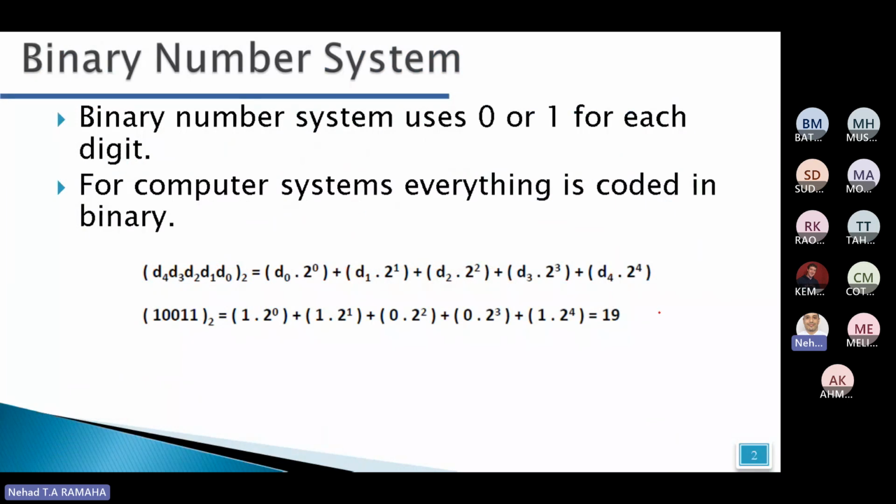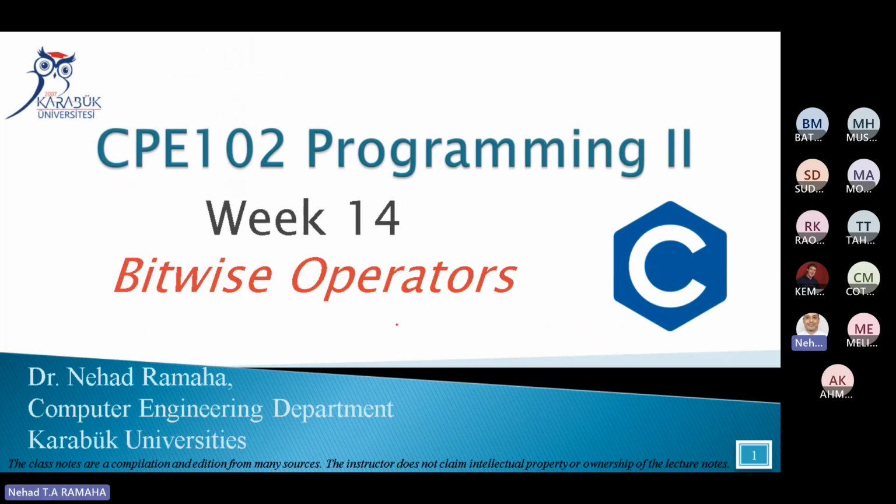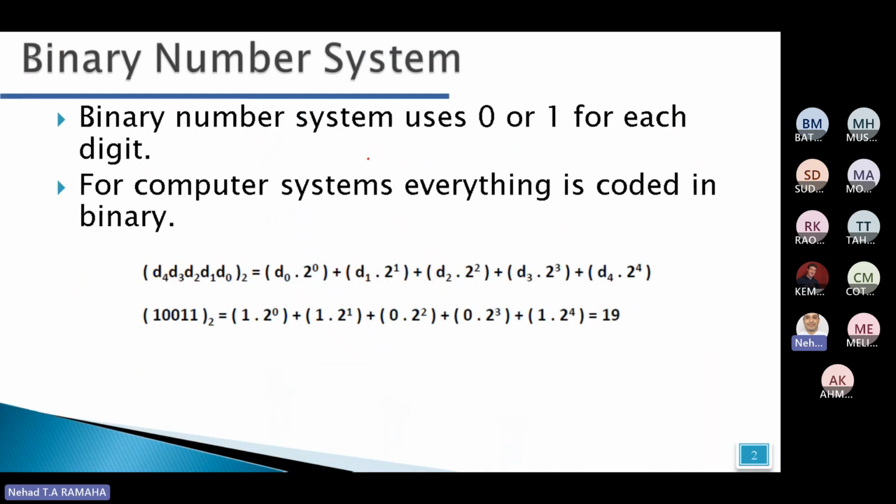Bitwise operator. Here we will speak about operators in C language that work with bits. Bit means 0 or 1, yes, the binary system. We will see these operators and how they work, and we will take some examples. Okay, so the binary system, you know the binary system. In the binary system, each digit in the number will be 0 or 1.